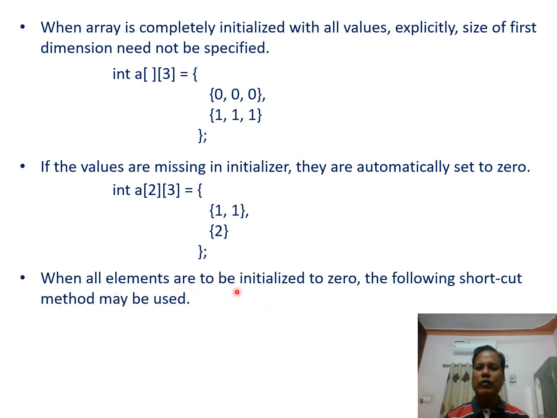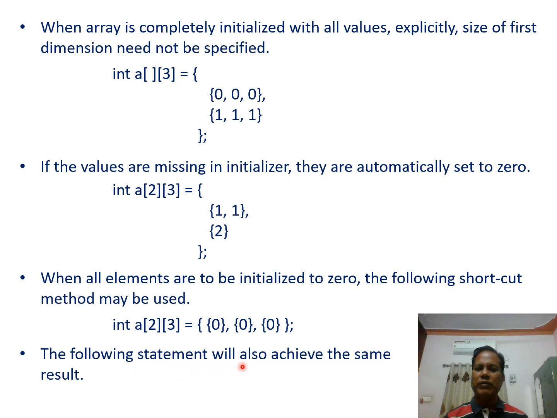When all elements are to be initialized to 0, the following shortcut method may be used. In the previous initialization, we initialized some elements as 0 0, whereas other elements were initialized as 1 1. Instead, if it is required to initialize all elements to 0, the following shortcut method can be used, like this one. So this represents the first row elements, this the second row elements, this the third row elements, all initialized to 0 0 0.